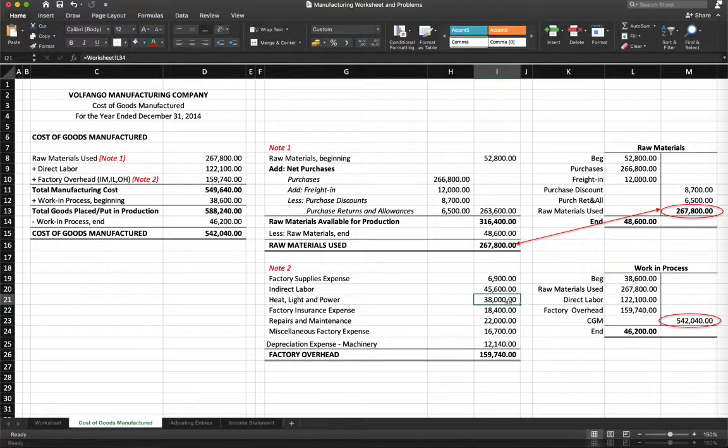And then, other overhead expenses, yun yung mga other expenses which are incurred in the production such as heat, light and power, factory insurance expense, repairs and maintenance, miscellaneous factory expense, depreciation expense for machinery. Yung depreciation expense for machinery, that is a factory overhead because the machinery is used in the production of the goods. That's why the depreciation expense is attributable to factory overhead. Expenses mo yan for your production. And we totaled it, so we got 159,740.